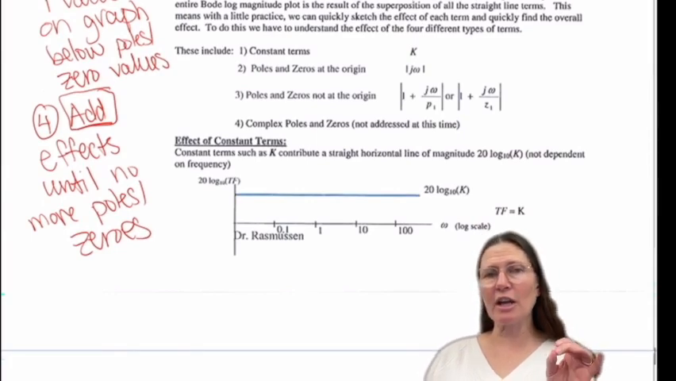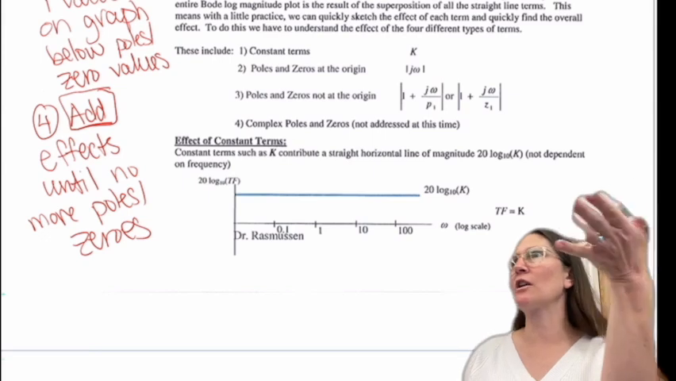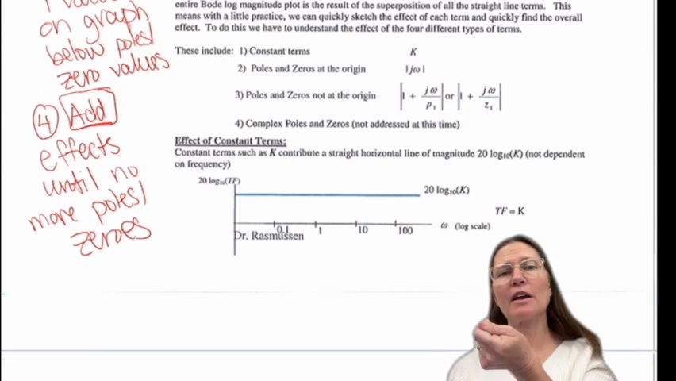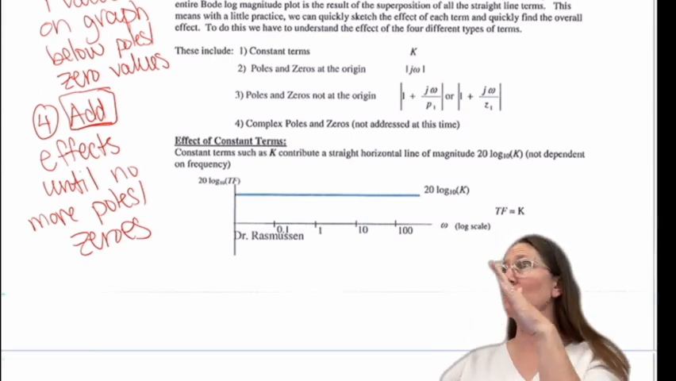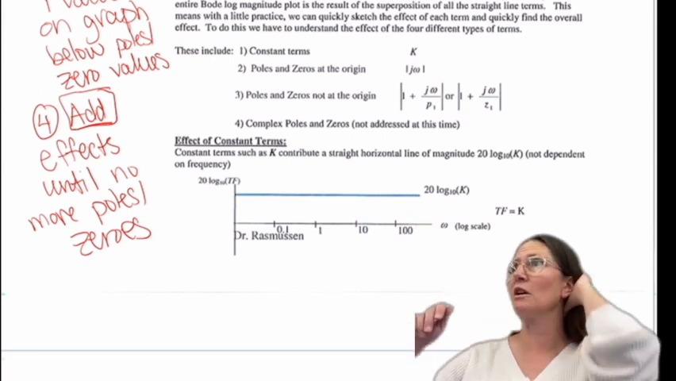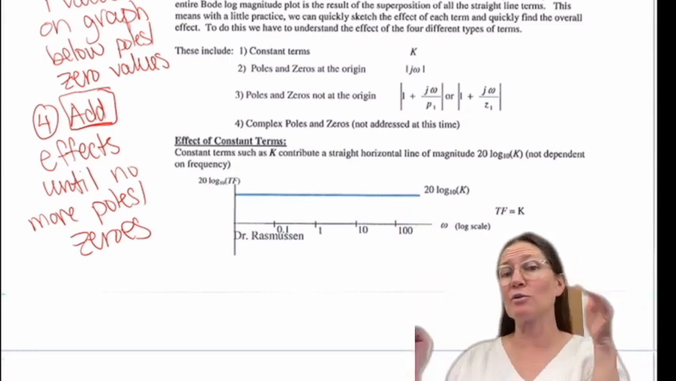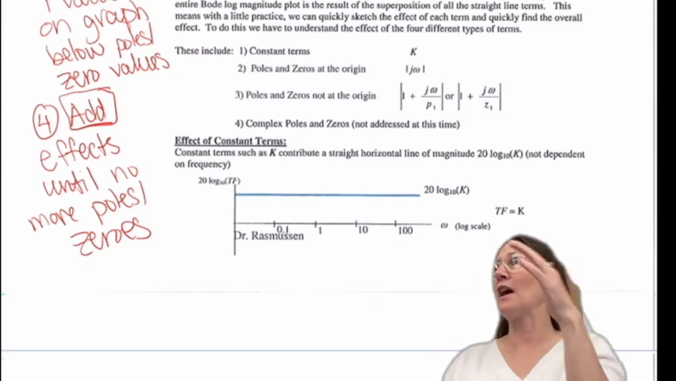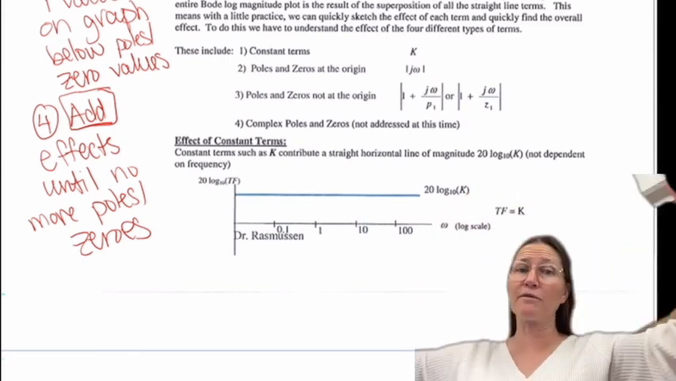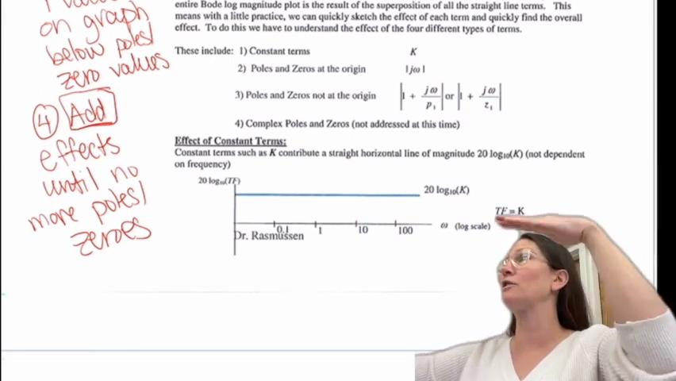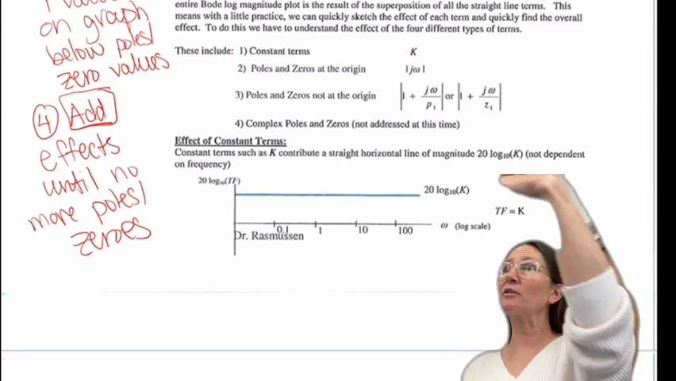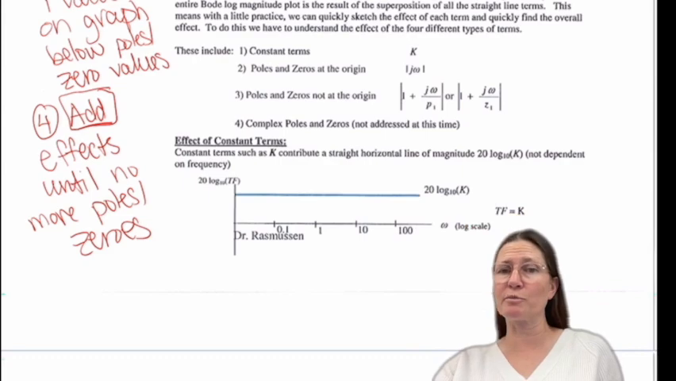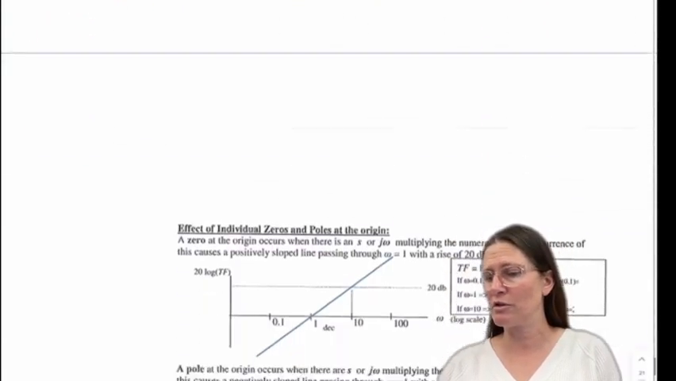So we need to look at, well, what if we just have the constant out in front? What effect does that have? It doesn't have an effect as far as a change in slope, the minus 20 or plus 20. But it will affect the value. So all you do is take 20 log of that value that's out there in front, and that gives you a straight fixed value over every frequency. So that's basically where you're going to start, at that value, until you reach your first pole or zero, and then you're going to have a change.